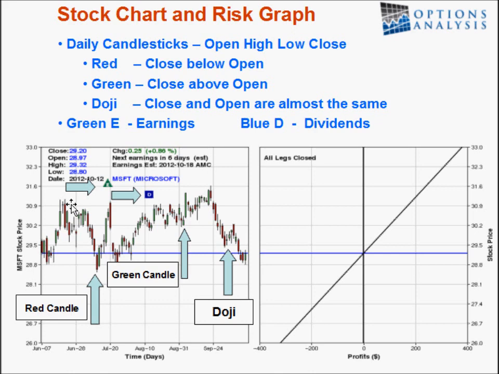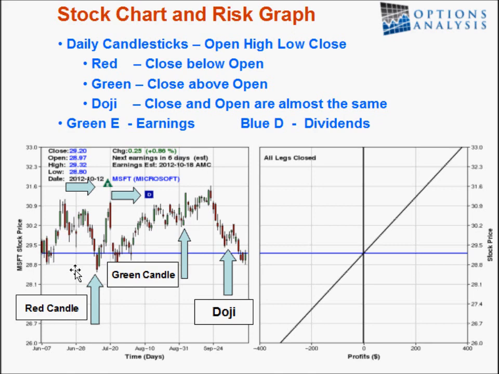We represent the open, high, low, and close using candlesticks. Right here you see a red candle. It has a wick at the bottom and a little wick at the top. The open, in this case, is higher than the close. The open is the top of the candle, the close is the bottom of the candle. The high is the top of the upper wick, the low is the bottom of the lower wick.